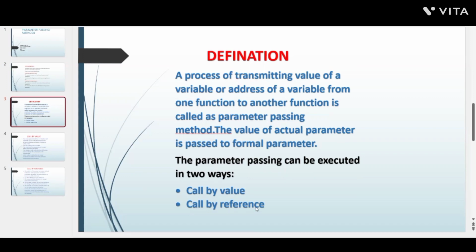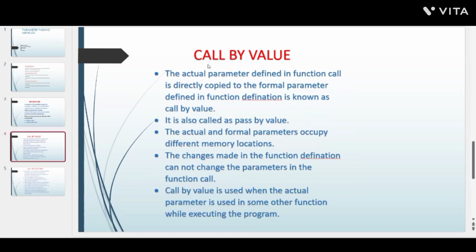First, let us see what is meant by call by value. The actual parameter defined in the function call is directly copied to the formal parameter defined in the function definition. That means whatever the value of the actual parameter is, only the value is sent to the formal parameter by the actual parameter. It is also called pass by value.